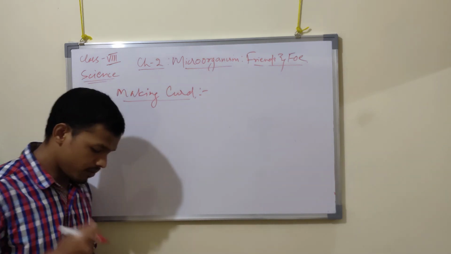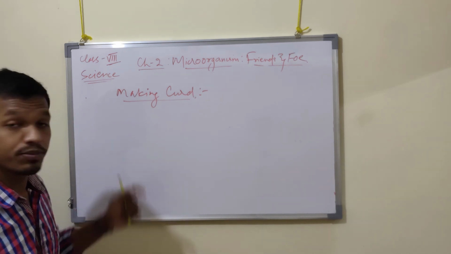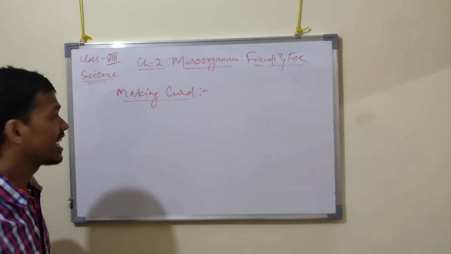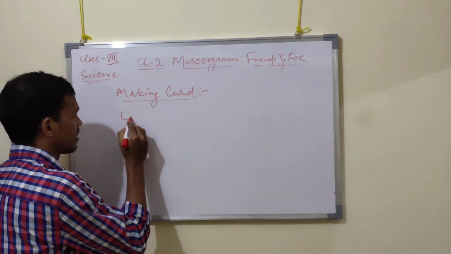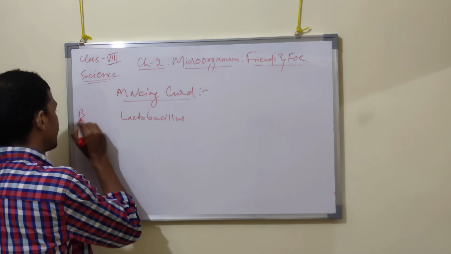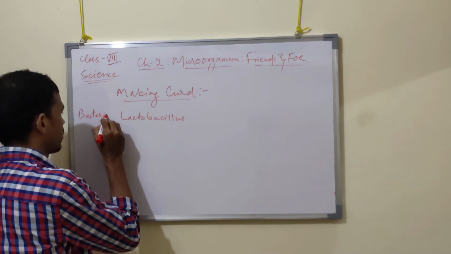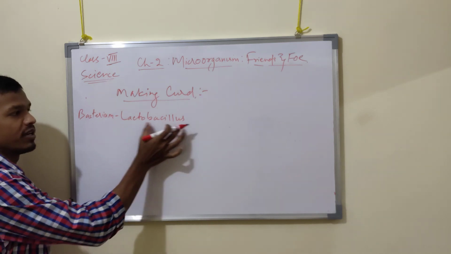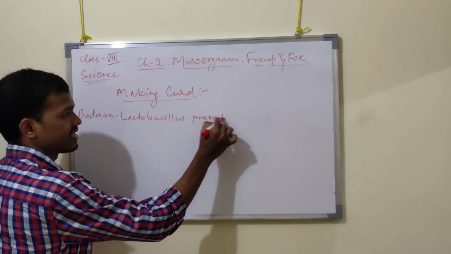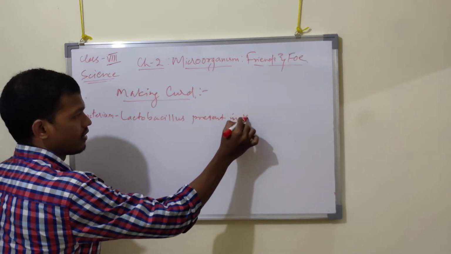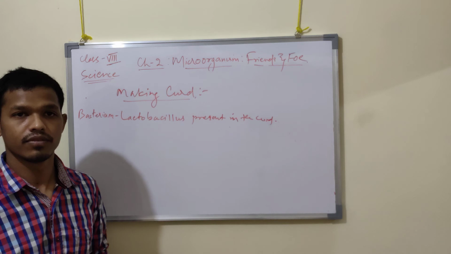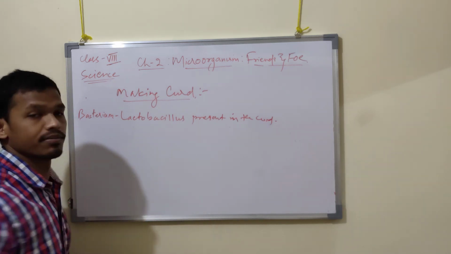So this curd is formed. What is present? A microorganism. Which microorganism is present in this curd? In curd there is a bacterium called lactobacillus, which is present in the curd and will turn milk into curd. This is the microorganism.